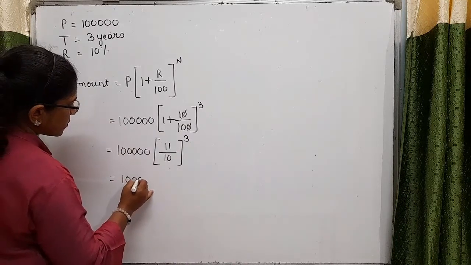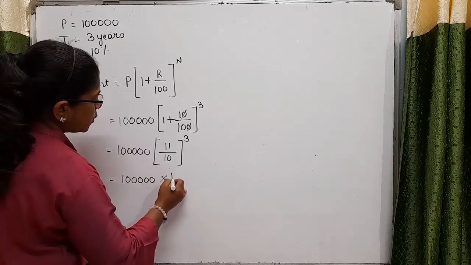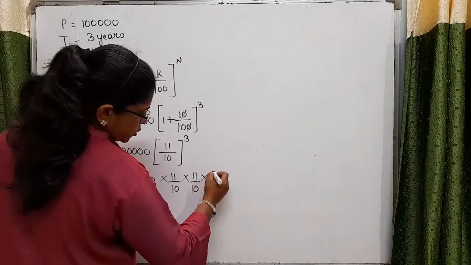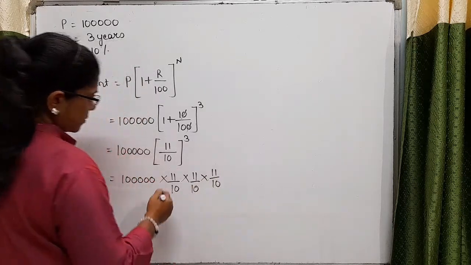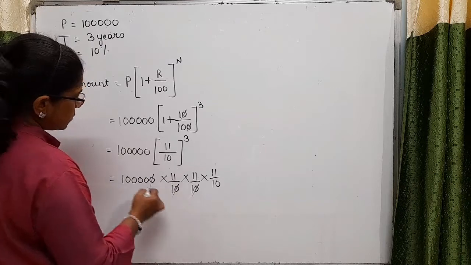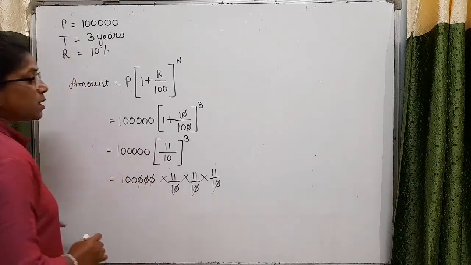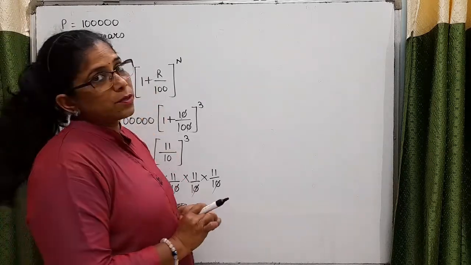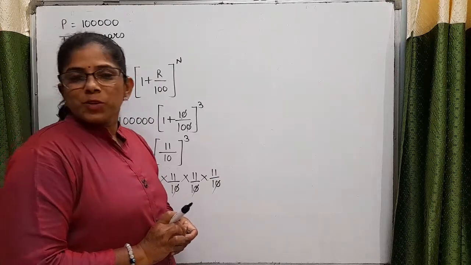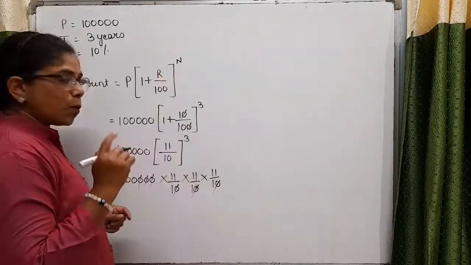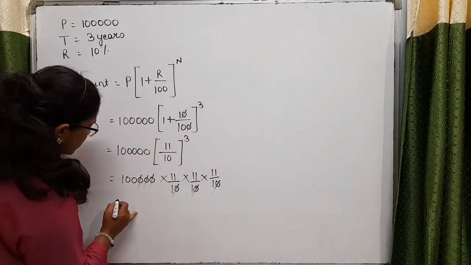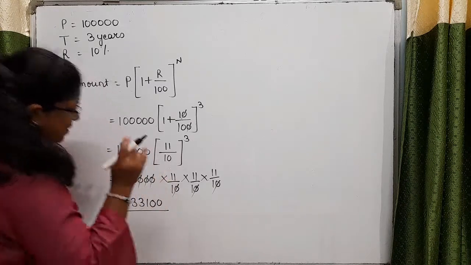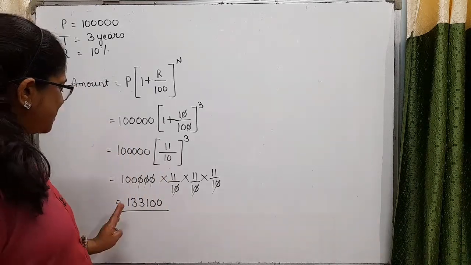So here, 1 lakh into 11 upon 10 into 11 upon 10 into 11 upon 10. The zeros cancel. 11 into 11 into 11. 11 cube is 1331. 1331 into 100 is 133,100. This is the amount, 1,33,100.